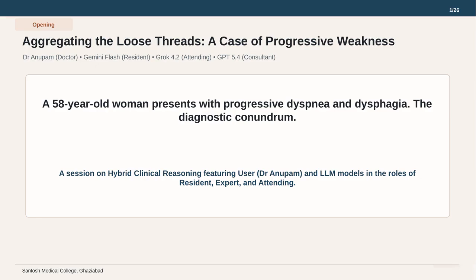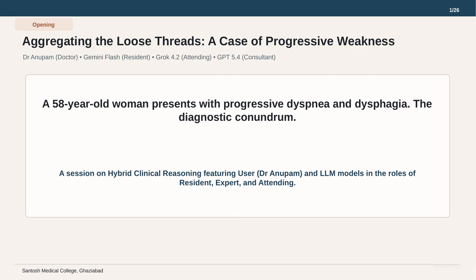Notice the roles listed here. We have Dr. Anupam as the clinician, along with several large language models acting as the resident, attending, and consultant. This collaborative effort aims to untangle a web of symptoms that do not immediately point to a single cause. By using these different perspectives, we can simulate the complex decision making process found in modern medical environments.